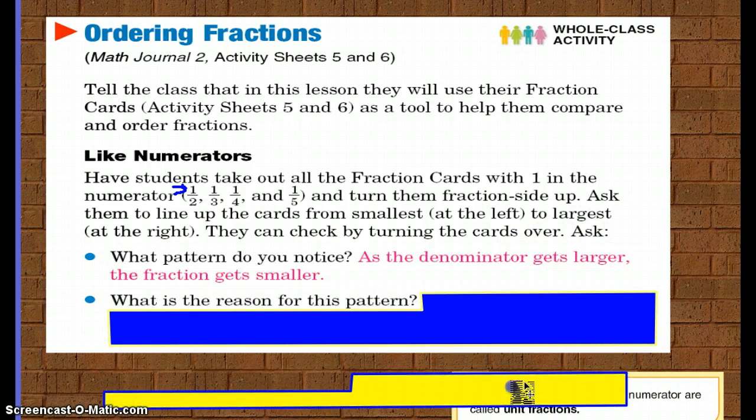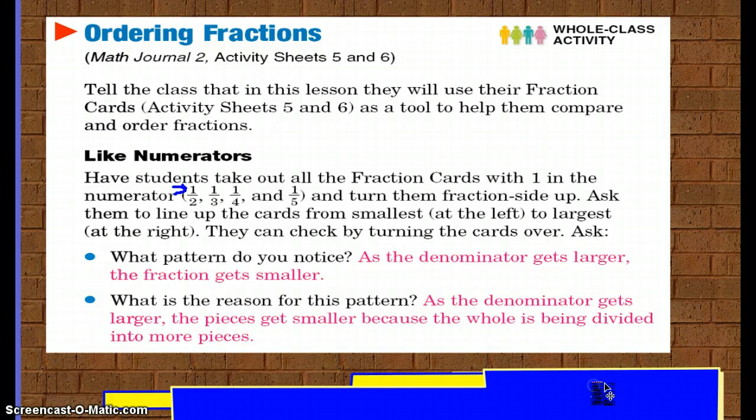I'm hoping that you notice that as the denominator gets larger, the fraction gets smaller. What is the reason for this pattern? As the denominator gets larger, the pieces get smaller because the whole is being divided into more pieces. Ding, ding, ding, ding, ding. You are correct.